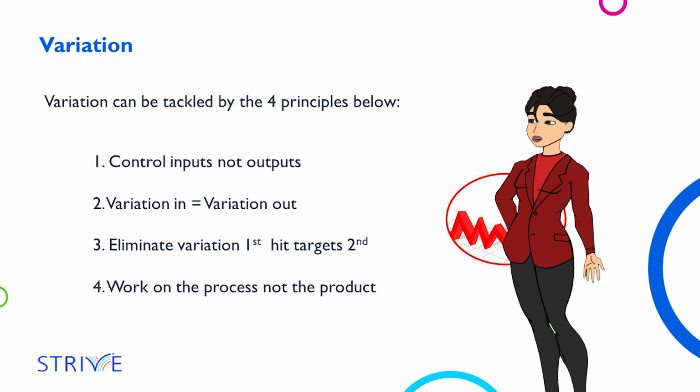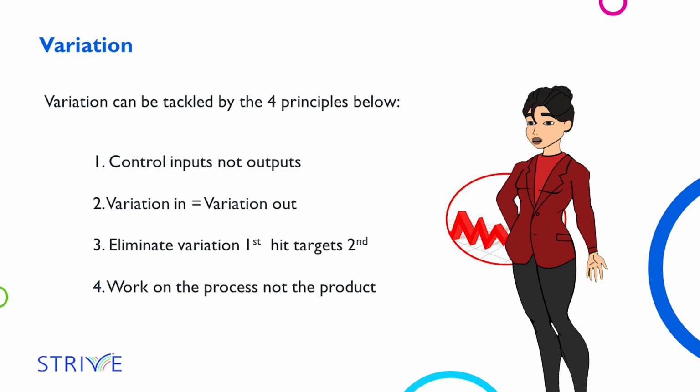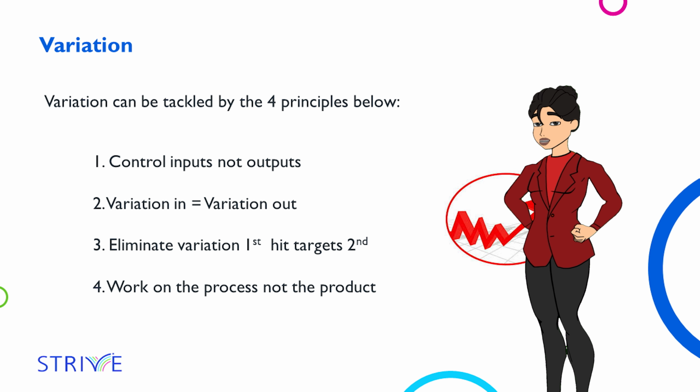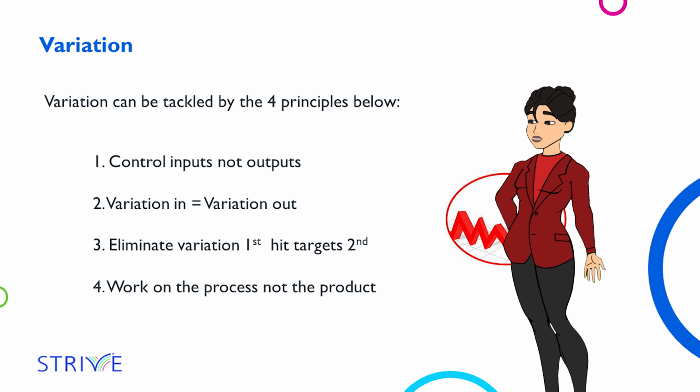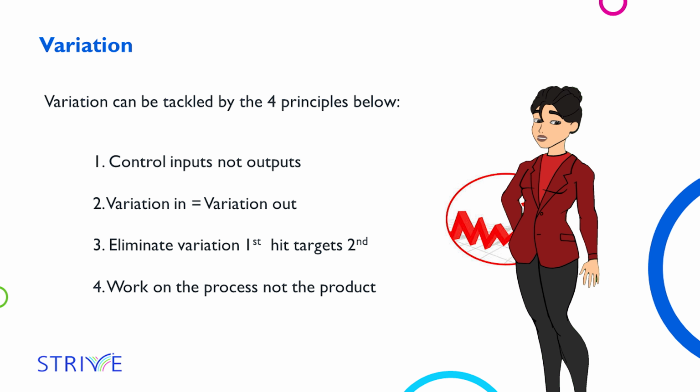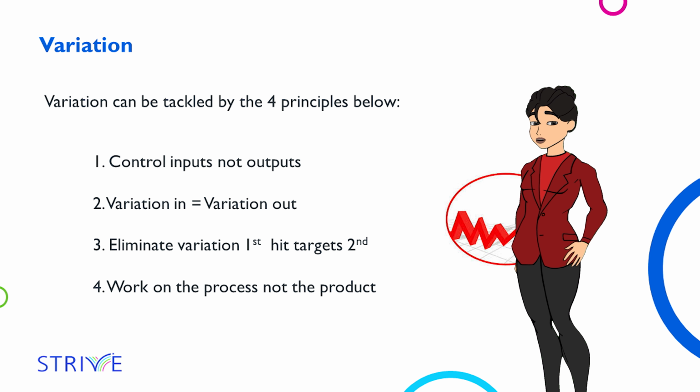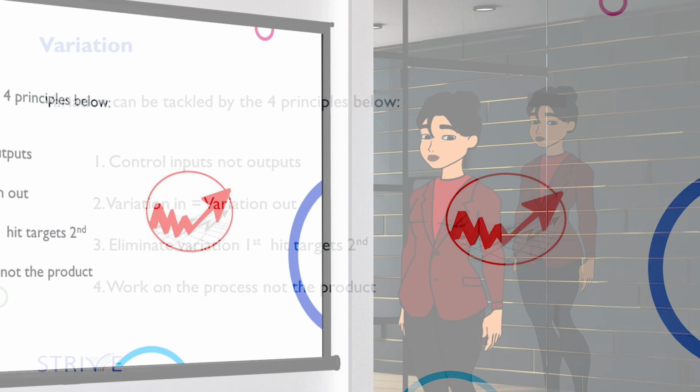The second principle is that variation going into a process will result in variation coming out of the process. This means that if we have lots of variation in our staff, our patients, equipment, the environment and processes, then we can expect variation in quality of patient care and outcomes. In essence, chaos going into care provision will result in chaos coming out.